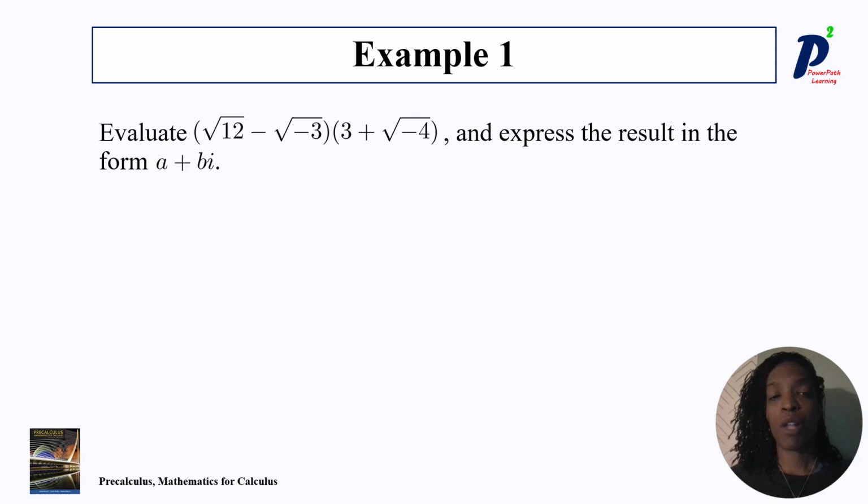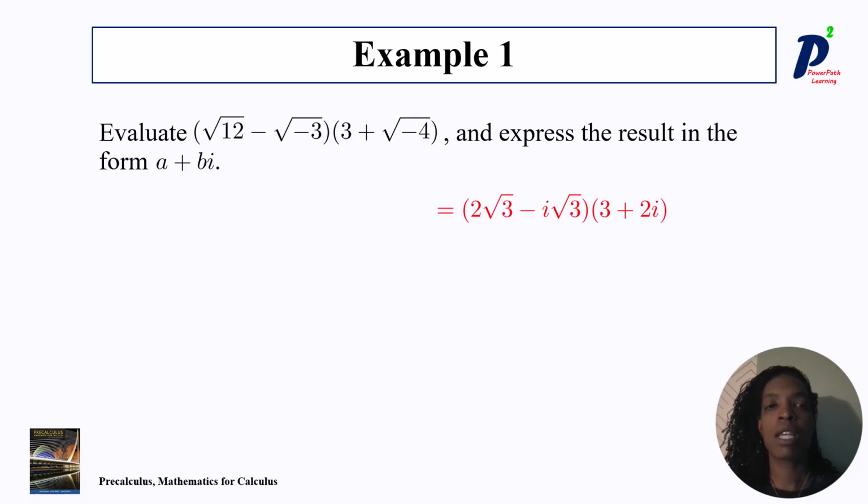We need to evaluate the following expression and then express the result in complex number form, a plus bi. My first step is to simplify the radicals. It can be very tempting to do the FOILing first, but I'm telling you, simplify the radicals and then apply your properties. First, square root of 12 becomes 2 root 3. Square root of negative 3 becomes i root 3. Square root of negative 4 becomes 2i.